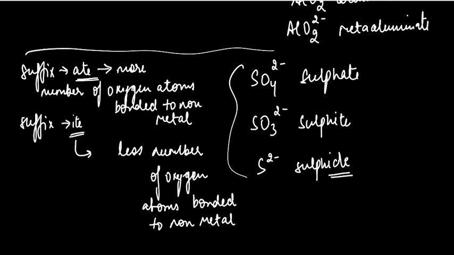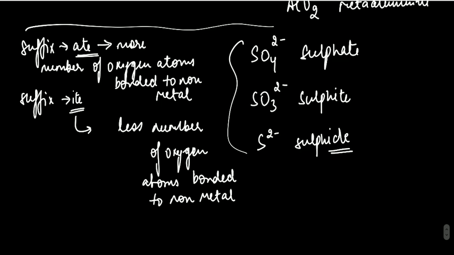The one having more number of oxygen atoms relative to each other, that is going to be sulfate. Less number of oxygen atoms, that is going to be sulfite. No oxygen atom, that is going to be IDE, sulfide.